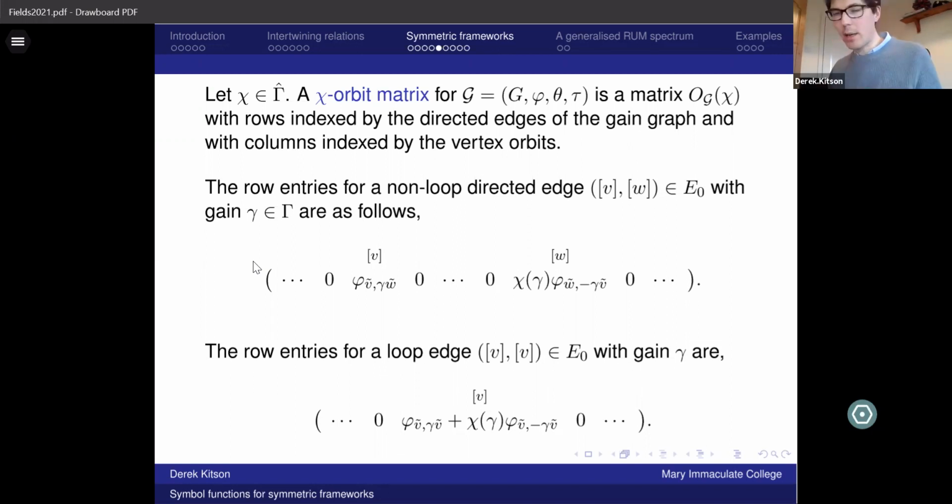We take an element of the dual group. Remember, gamma here could be an infinite group or a finite group. It's a discrete abelian group, and that's the important thing. We have a chi-orbit matrix, which is defined in this very general way. Notice we haven't specified very much about the framework, just that we have linear constraints and a group action. So we haven't made huge assumptions at all. We just define what the row entries are going to be. The rows of this orbit matrix are indexed by edge orbits, and the columns are indexed by vertex orbits.